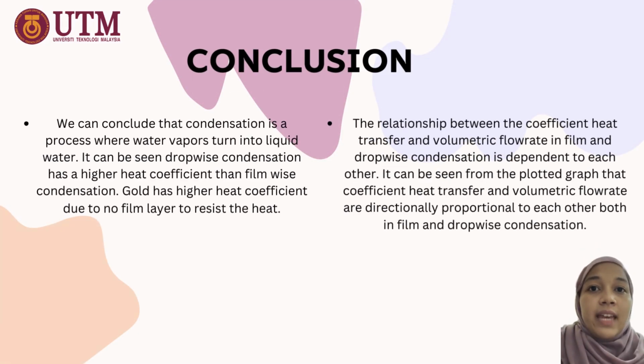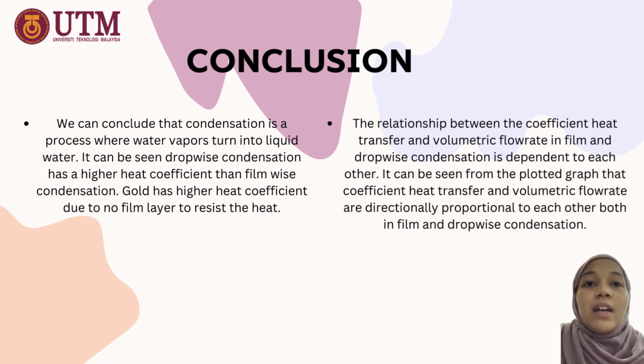So we can conclude that condensation is a process where water vapor is turned into liquid water. It can be seen dropwise condensation has a higher heat coefficient than filmwise condensation. Gold has a higher heat coefficient due to no film layer to resist the heat. The relationship between the coefficient of heat transfer and volumetric flow rate in film and dropwise condensation is dependent on each other. It can be seen from the plotted graph that coefficient of heat transfer and volumetric flow rate are directly proportional to each other in both film and dropwise condensation.